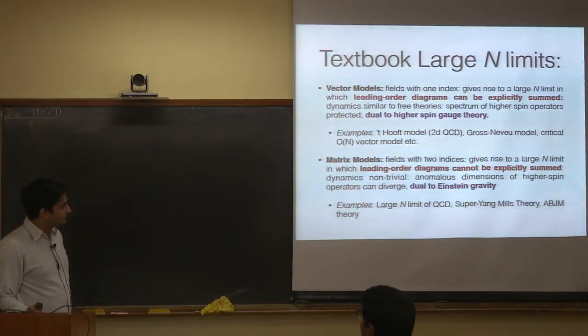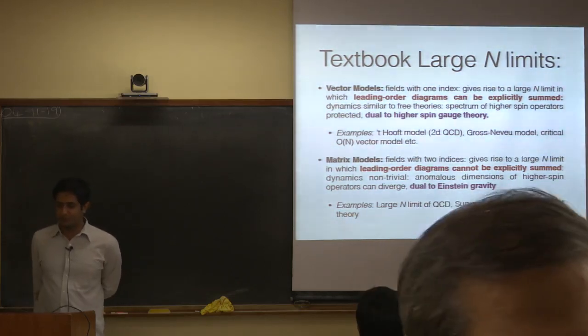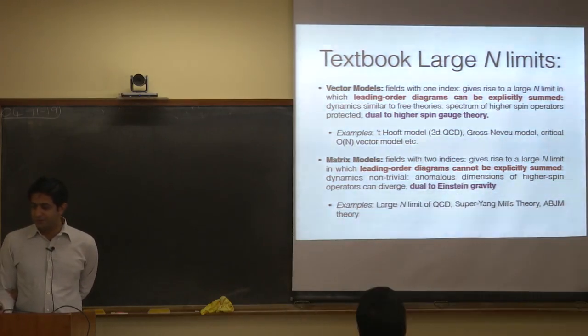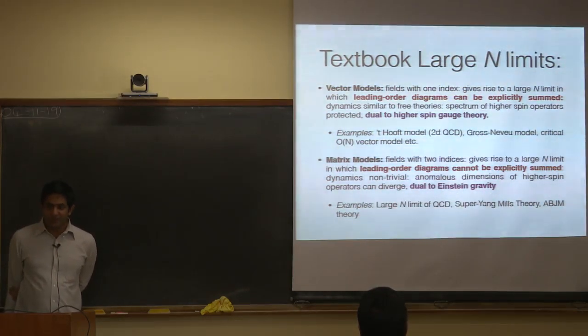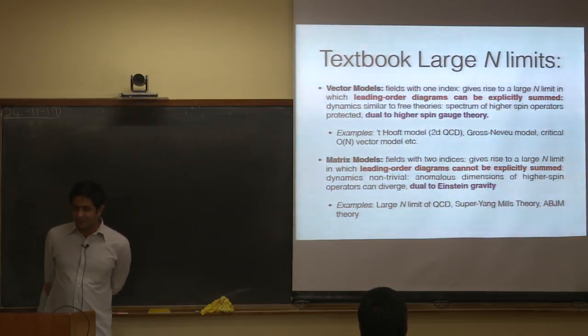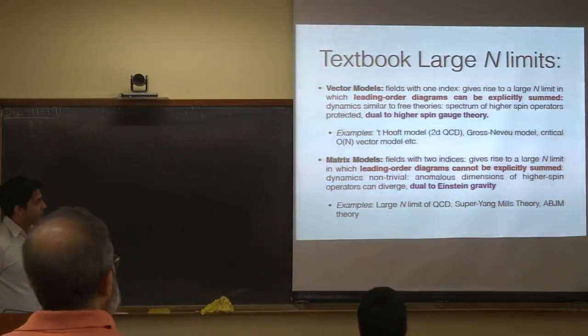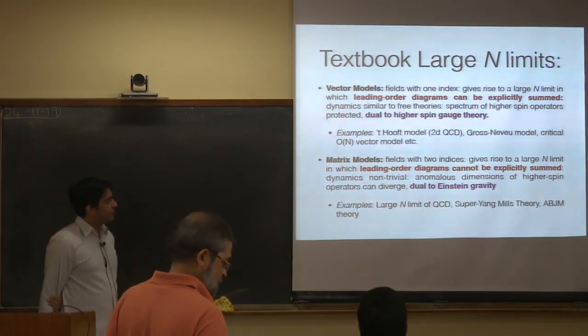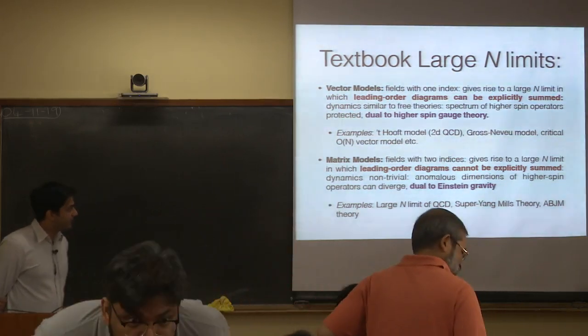Historically, the first large n limits were just vector models, which are fields with one index, and these give rise to a large n limit where leading order diagrams are explicitly summed. These dynamics, however, are similar to free theory, so the spectrum of higher spin operators is protected, and they may be dual to higher spin gauge theories.